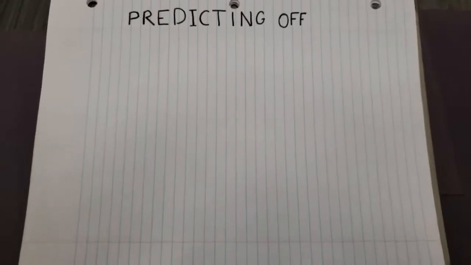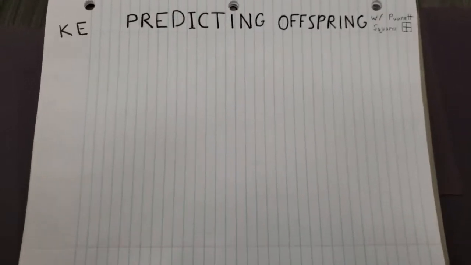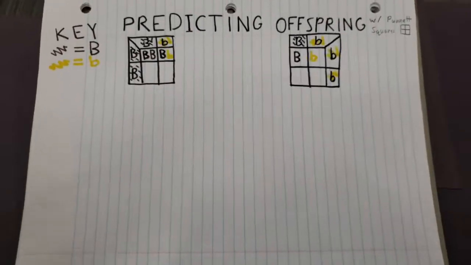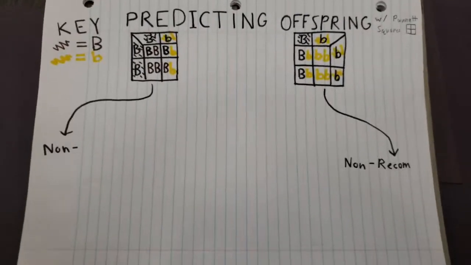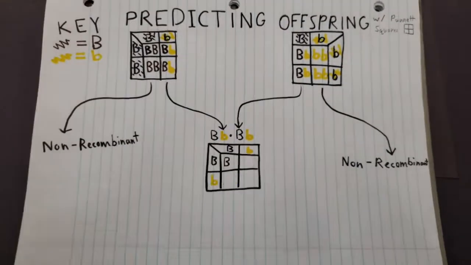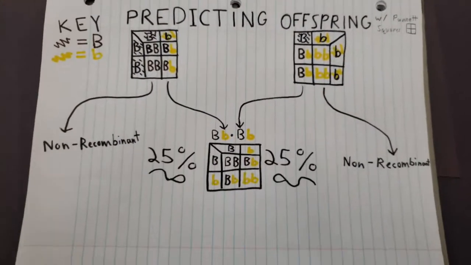To show the effect of meiotic recombination on predicting offspring with Punnett squares, we have decided to pick two examples of meiotic recombination in humans, and those examples consist of hair color and eye color. Our first example is hair color, and the two alleles we have chosen are brown and blonde, with the brown being dominant and the blonde being recessive.